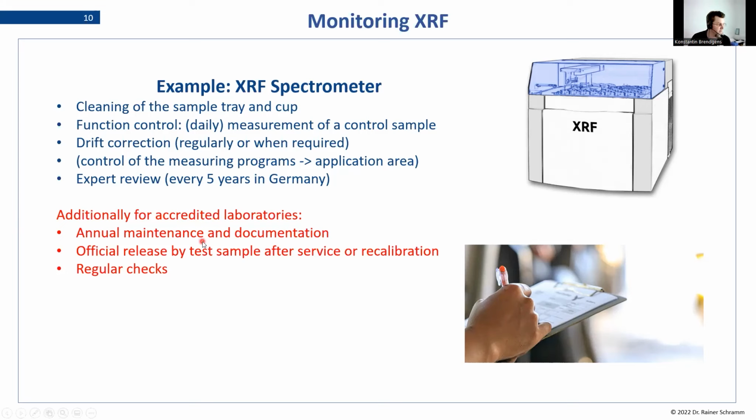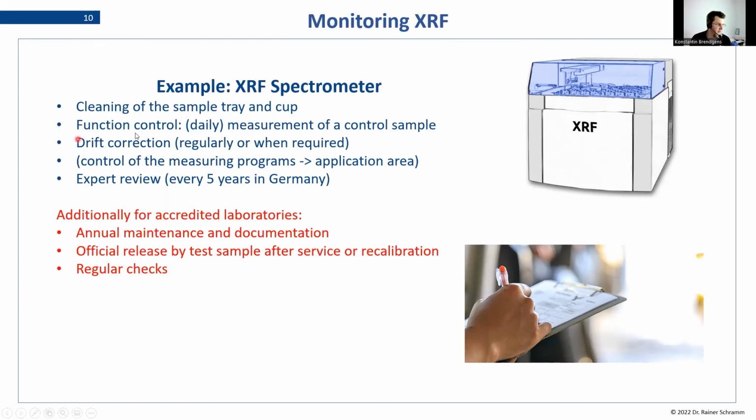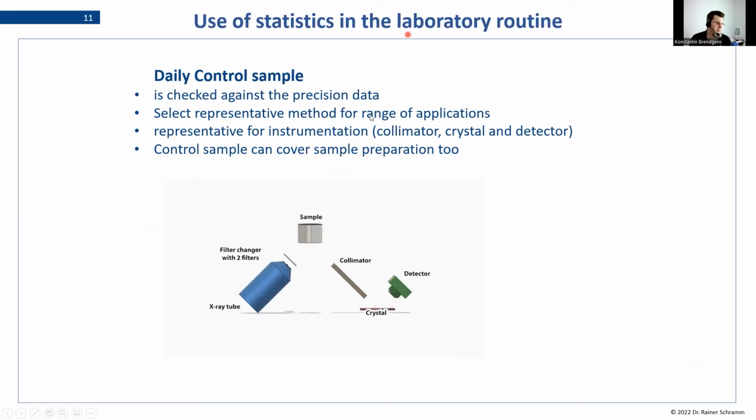Additional stuff for our accredited laboratories. Again, we have maintenance and documentations. We have to actually clear our methods when we do changes, and we have to do these regular checks. So let's go back to one of the steps here, you know, to make it a bit practical about the function control. And the use, you know, this is all based now on the use of statistical evaluation.